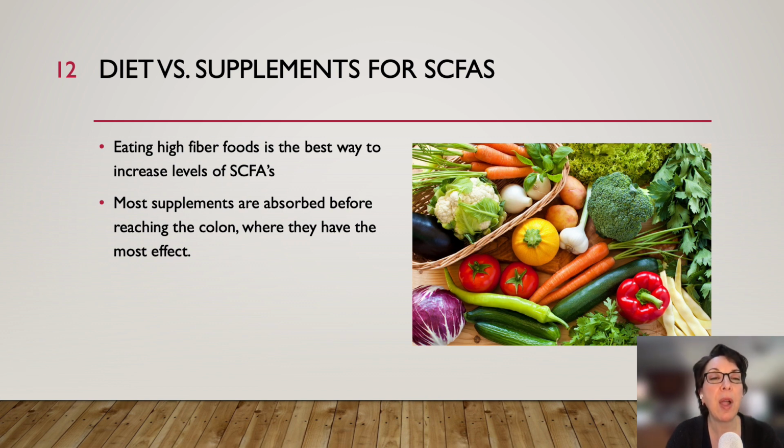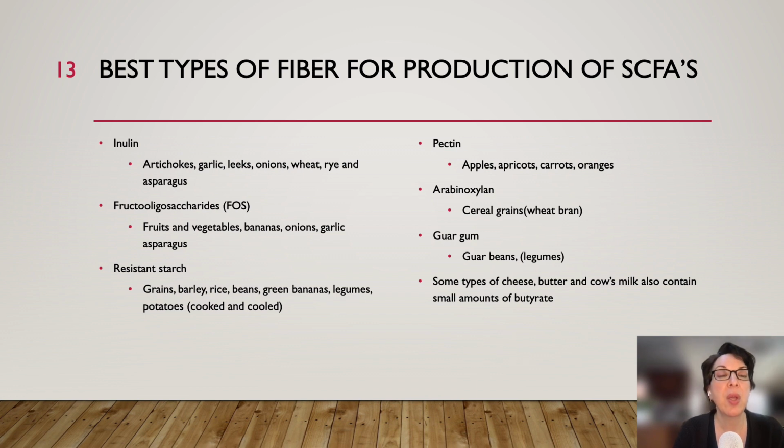So really, eating high fiber food is the best way to increase levels of short chain fatty acids, because most of the supplements that we take can be absorbed before reaching the colon. And in the colon, they really have the most effect. So you want as much of the supplement, or as much of the fiber as you can, to reach the colon, and supplements may not be able to do that.